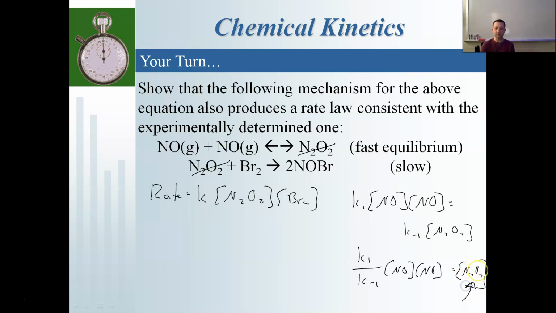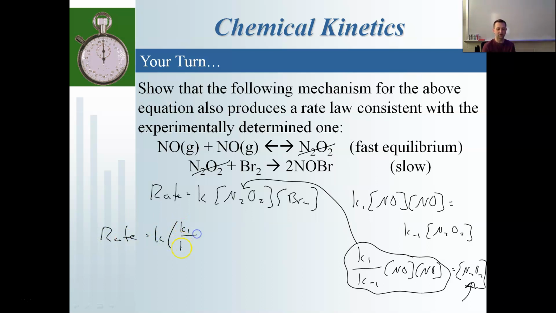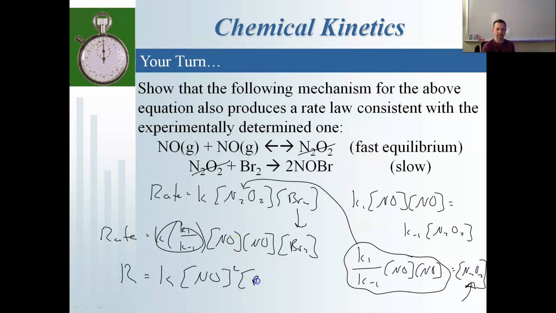Now I have my intermediate, and I'm going to substitute everything I have for it into my rate law for the slow step, where the intermediate is, because I'm not allowed to have that in the slow step. So rate equals k times k sub 1 over k sub negative 1 times [NO] squared times [Br2]. I can't forget that as part of it. Now I clean it up a little bit, combine my constants, and get rate equals k times [NO] squared times [Br2]. Okay, that takes care of it. It all works out very nicely, and my experimentally determined rate law from a couple slides ago equals my rate law from my slow step with my intermediate substituted into it.